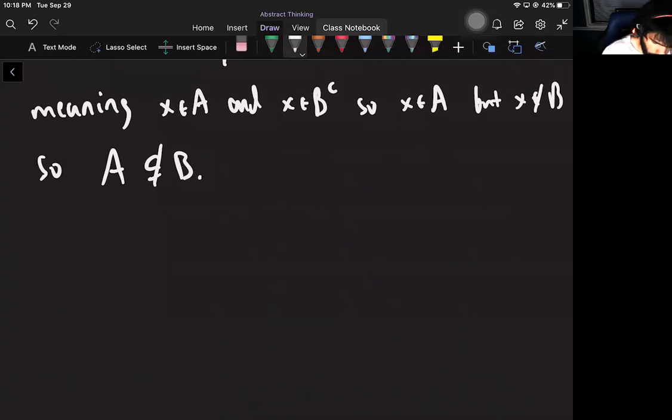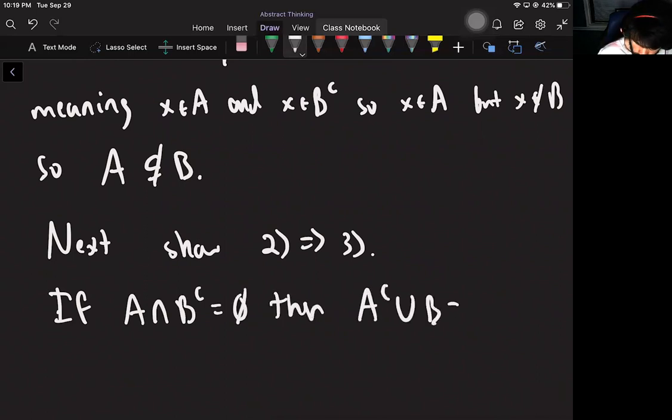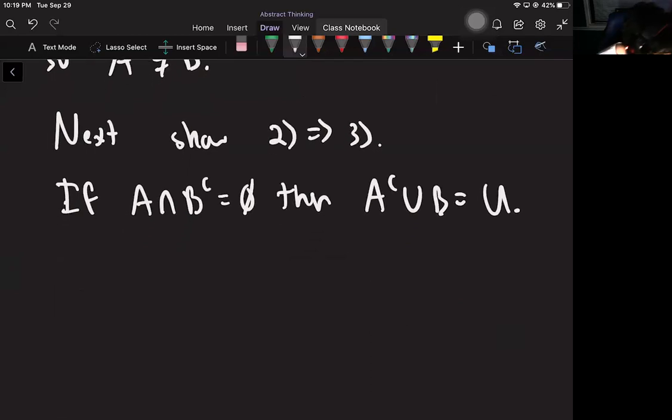So now we'll do that 2 implies 3. Let's write it down first. If A intersect B complement is the empty set, then A complement union B is the universal set, the whole thing that A and B both live in. Okay, well, I think this one we could just do straightforwardly. So let A intersect B complement be the empty set. And we're going to show the other part.